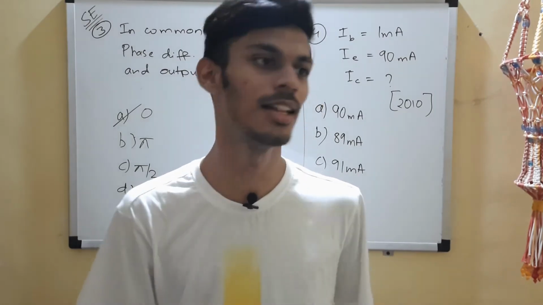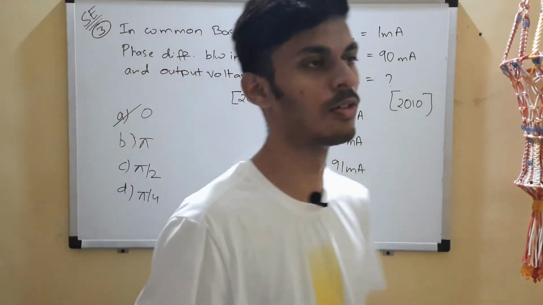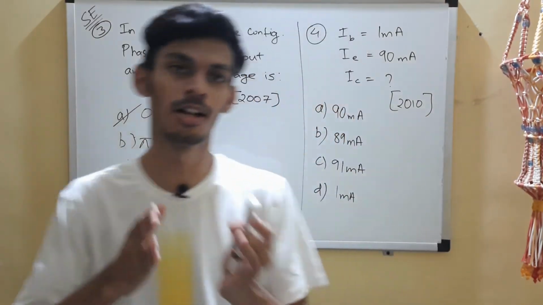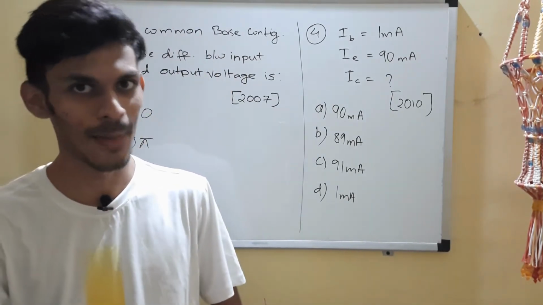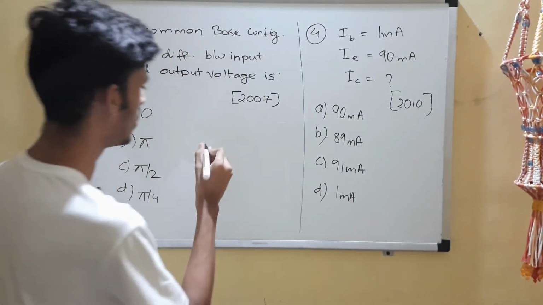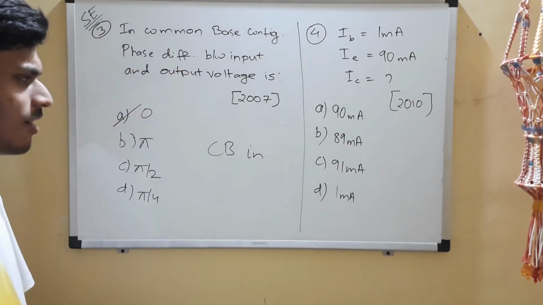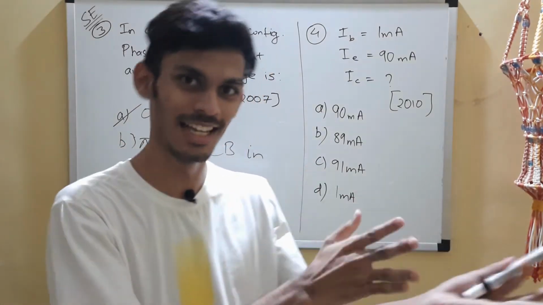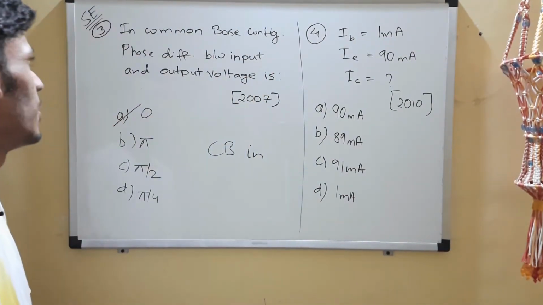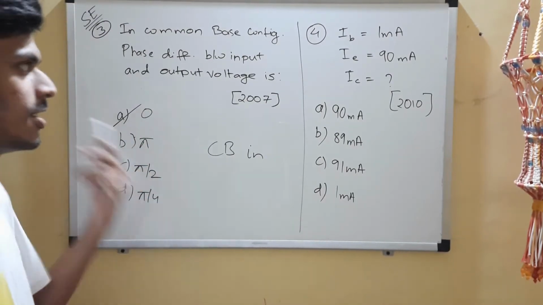Okay, keep that in mind, that in common base configuration, the input and the output voltage are in phase, and in common emitter configuration they are out of phase by pi. A nice way to remember is CBIN, Central Bank of India, or you might just say common base in phase. Okay, common base in phase, you can remember it that way. So there is no phase difference between the input and the output voltage, which means phase difference is 0.